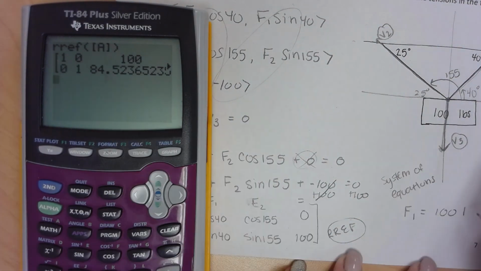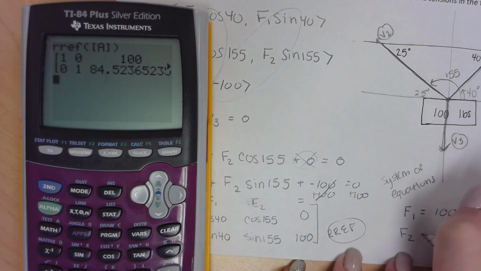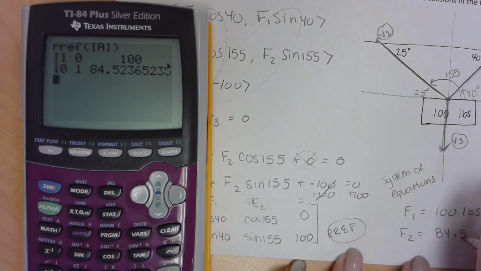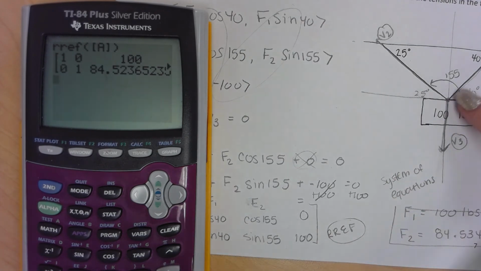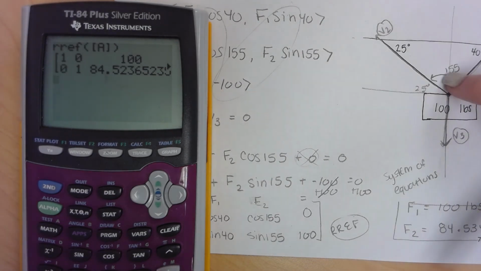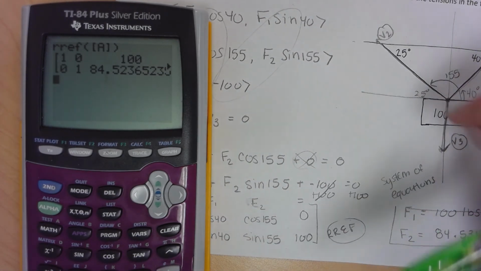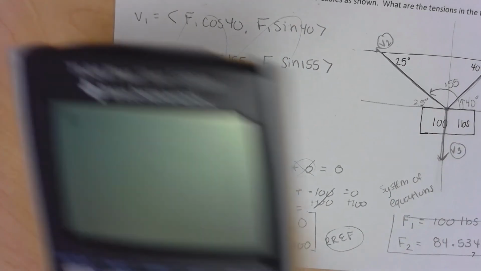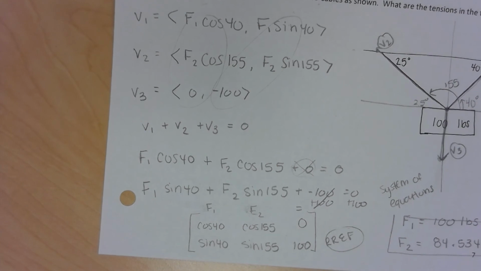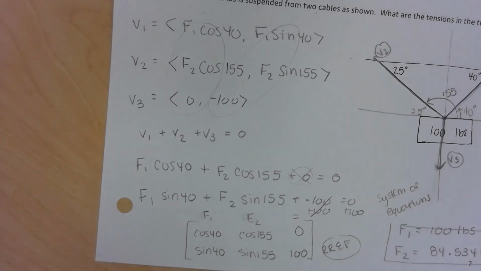So F1 is 100 pounds, and F2 is 84.534 pounds. Right, so the magnitude here is 100, the magnitude here is 84.534, and that creates everything to be in equilibrium. Okay, I'm going to leave 27 for you guys to see if you can figure out on your own.